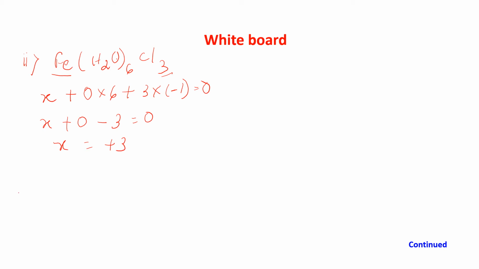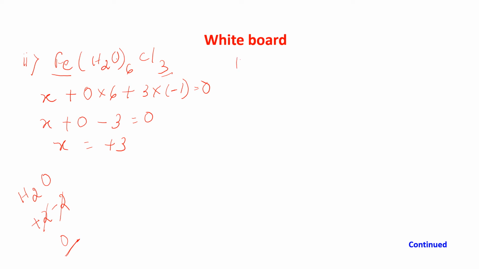Now why is the oxidation number of H2O 0? Just see here. Hydrogen is +1. We are having 2 hydrogen atoms, so it will be +2. And we know that the oxidation number of the oxygen atom is -2. So +2 minus 2 is 0. So the oxidation number of water is 0.